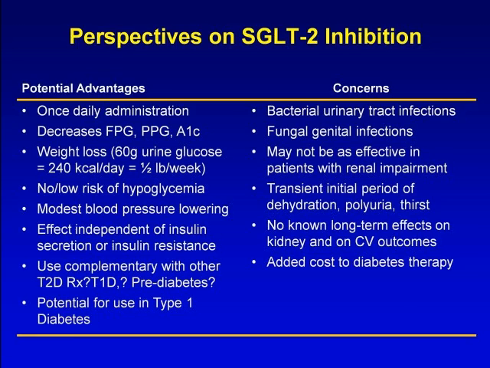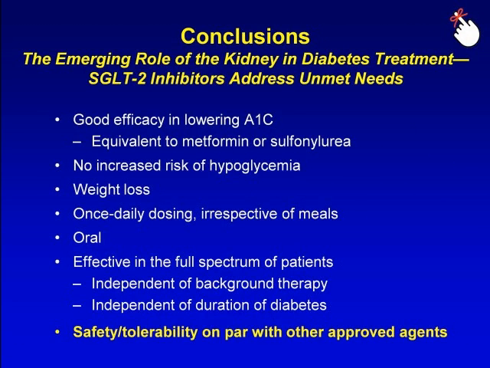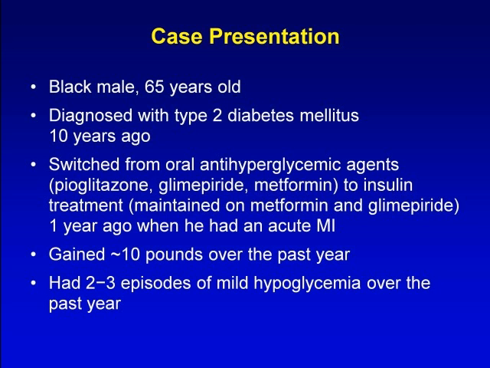So, once again, in summary, good efficacy in lowering A1C, no risk of hypoglycemia, with some weight loss and blood pressure lowering, very easy to use as oral therapy, and can be given in a wide range of patients with type 2 diabetes, irrespective of what treatment they're on. Let us now discuss a case where this principle of SGLT-2 inhibition can be applied in practice.